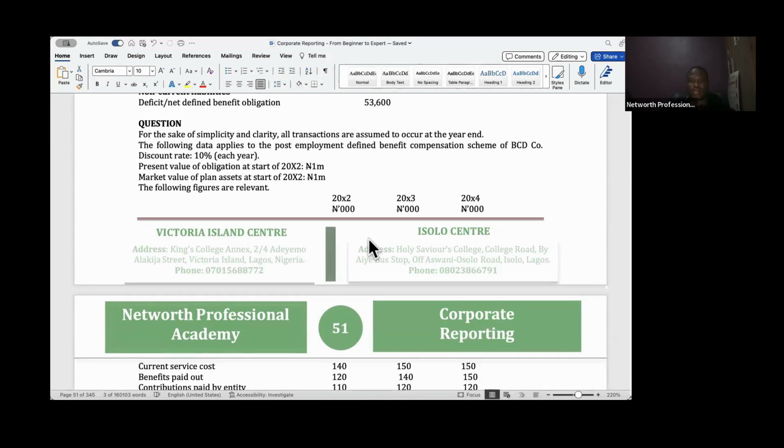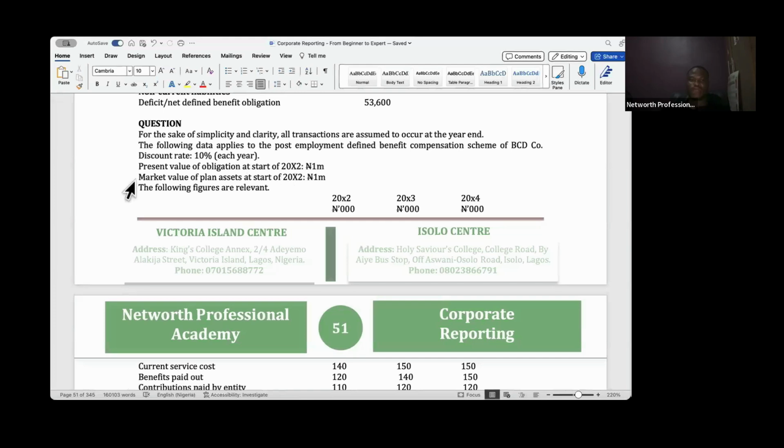So the following data applies to the post-employment defined benefit compensation scheme of BCD Co. It gave us a discount rate of 10%, and the PV of obligation, which is the PV of the defined benefit obligation that I call DBO. At the start of 2002, they said it's 1 million. They gave us the market value of the plan asset at the start of 2002. They said that one too is 1 million.